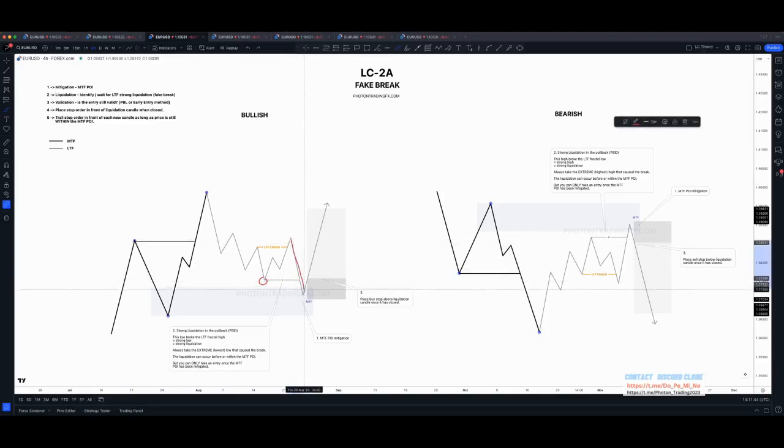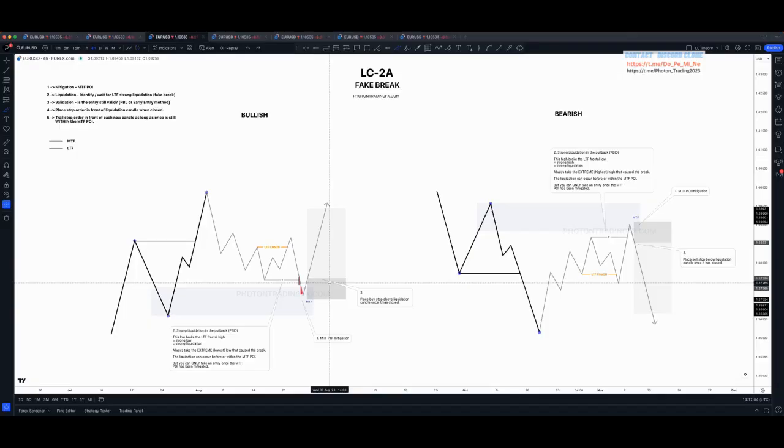So once we get that liquidation, assuming we have the POI mitigation, we then wait for the candle to close. Obviously, we'll get candles that come down. Once we have that liquidation candle in our POI, we then place our buy stop above it. Now, there's a few technical details on exactly how we do that, and I'll cover that in the next lesson when we go on the charts.